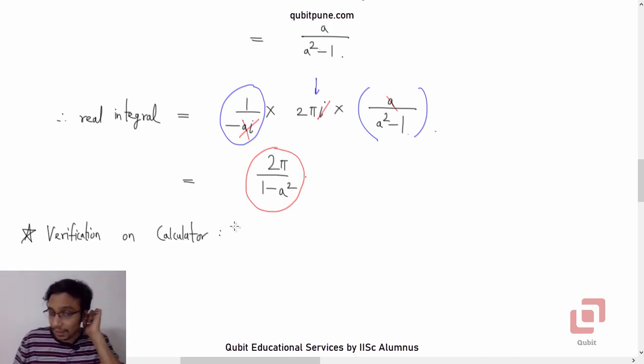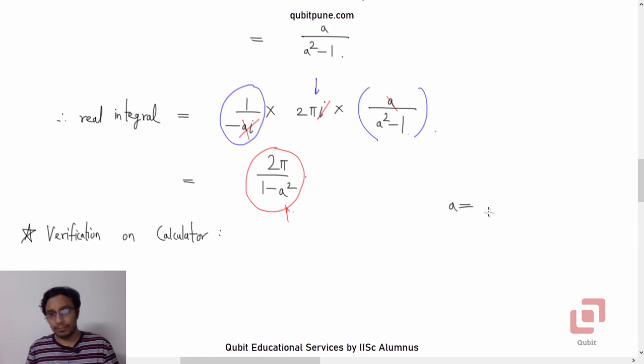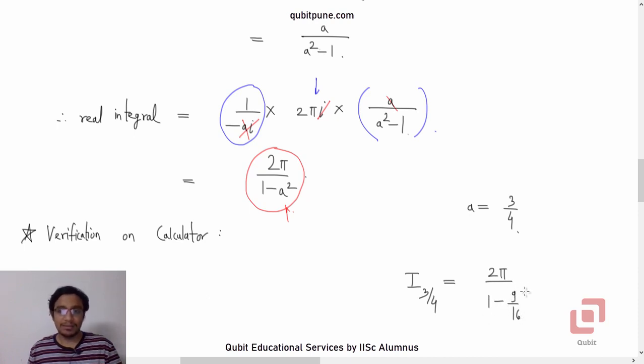Fine. Now, how can you verify this on the calculator? Because you have the parameter a here, you take any convenient value of a, provided it satisfies the constraint that it lies between 0 and 1. So let's take a as 3 by 4. What will the integral be now? 2 pi upon 1 minus 9 by 16, 16 minus 9, 7. So it will be 32 pi by 7. Now let us see whether we get the same value on the calculator.